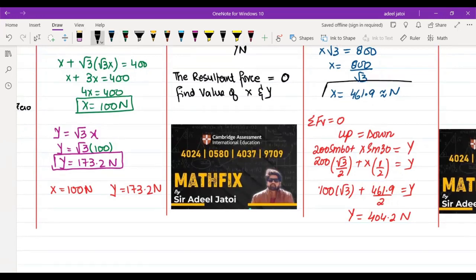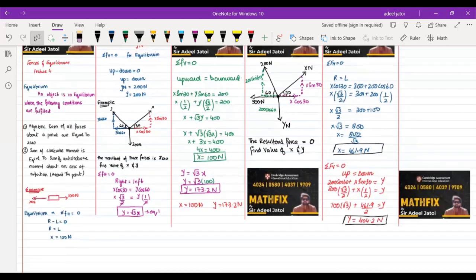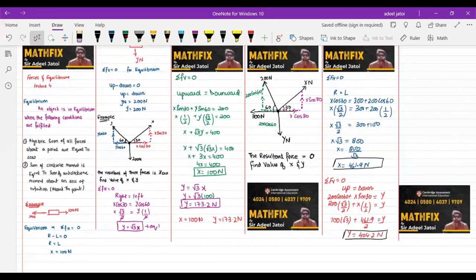So these are the two answers that we have. That means x is equal to 461.9 Newton, whereas y is equal to 404.2 Newton. So these are the two examples that we did for the equilibrium of the forces when we have multiple forces to be considered.